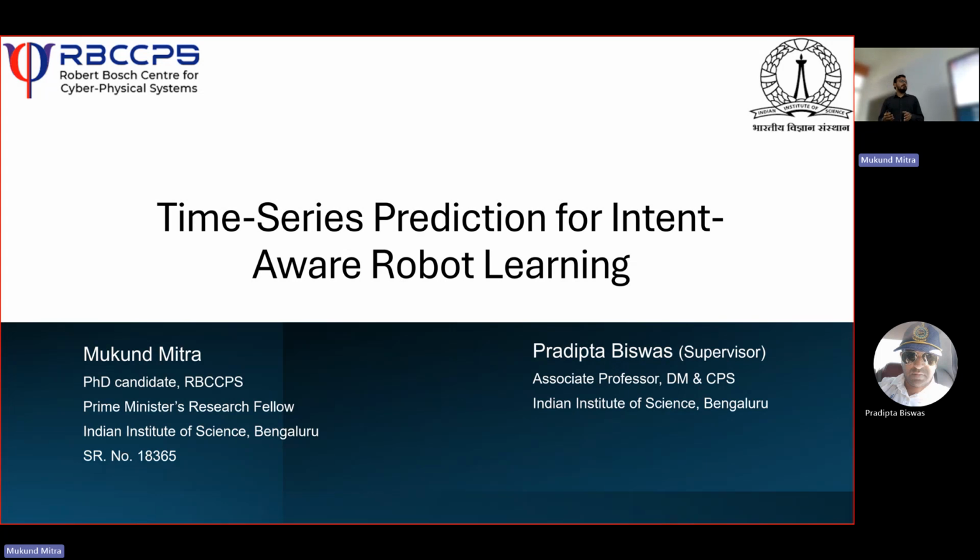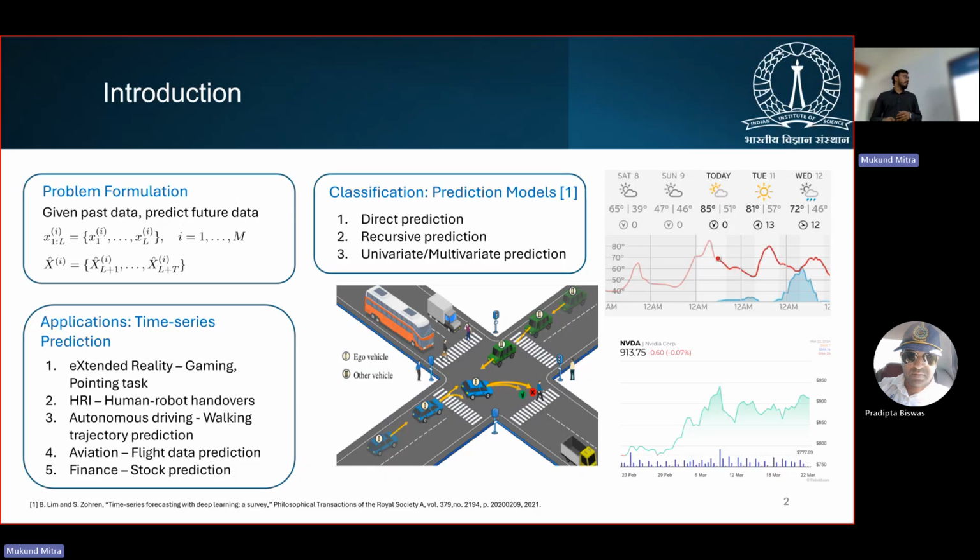I will walk you through the motivation, problem formulation, the models I proposed with results and conclusion. Time series prediction mostly deals with how to predict future data given the past data. It's broadly classified into direct prediction, recursive prediction, univariate and multivariate predictions. There are other classifications also, but these are the major classifications.